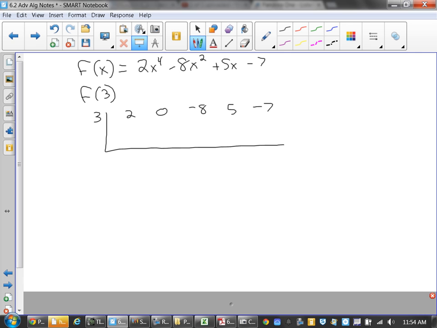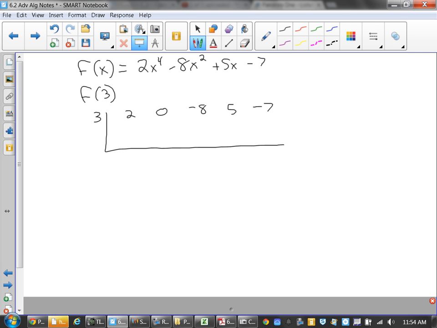So once again, I'm pulling out my coefficients. I put a 0 in for a placeholder at the x cubed term because there isn't one. And then I start with my method. I drop the first term. 3 times 2 is 6, plus 0 is 6. 3 times 6.